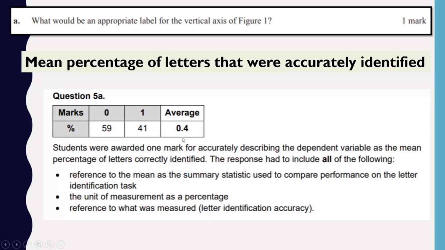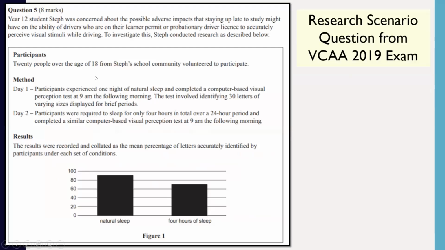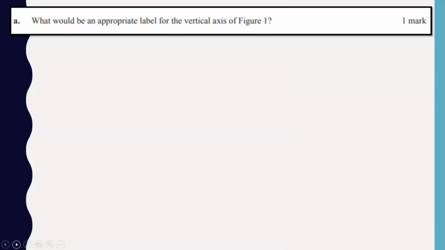Although many students didn't look at that properly last year and ended up getting 0.4 average out of 1, which is really kind of tragic because the answer was right there in front of them. They only had to look at it properly and read it and write that answer there. Literally all I've done is copy pasted that answer directly from the research scenario. I'm going to underline it again because I just find it so funny how everyone missed it. Mean percentage of letters accurately identified. It's literally there in front of you. All you had to do was copy and paste it directly into the box that they'd given you.